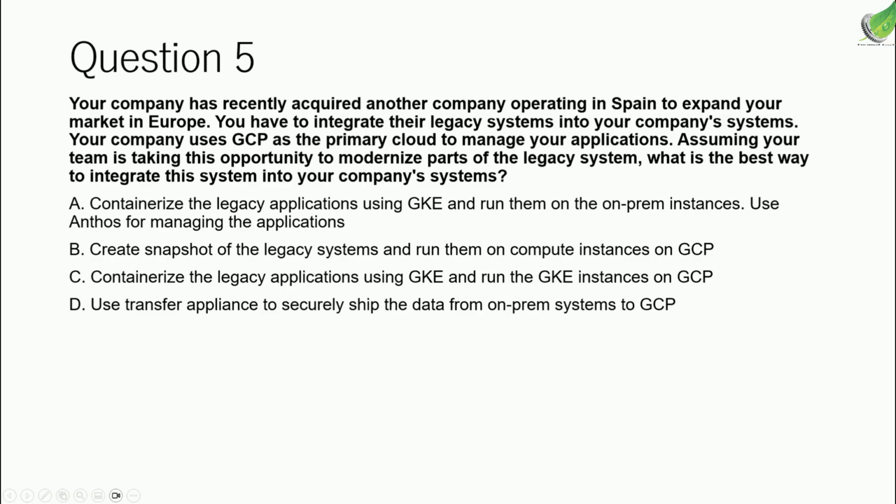With these requirements in mind, let's evaluate our options. Let's start with option A. This is a very strong candidate. First, it meets the modernize requirement. Containerizing is a common and effective method for modernizing applications, making them more flexible and easier to manage. Second, it meets the integrate requirement. Anthos is Google's platform for managing hybrid and multi-cloud environments. It lets you manage Kubernetes clusters, whether they're running on GCP or on-premise.